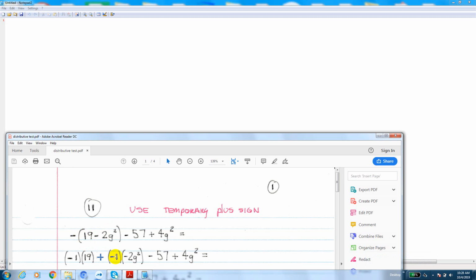2g squared. So you write negative 1 times negative 2g squared, and then you carry negative 57 and plus 4g squared. Don't worry that it's a g squared. It can be anything. As long as these terms are alike, you can combine.